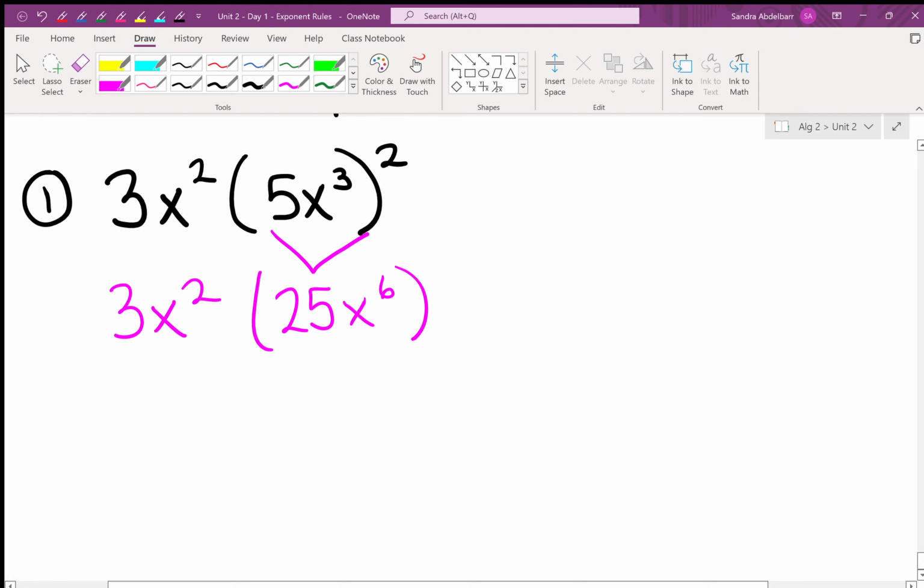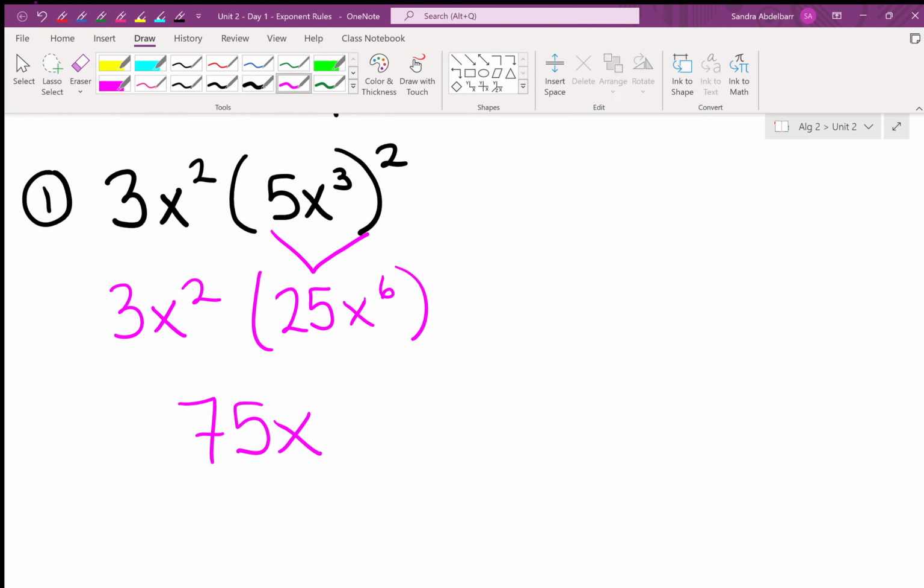So this is where things start becoming mush in your brain, mixing up the rules. This is where we want to be really solid on our rules. When we're multiplying, you multiply the coefficients. So 3 times 25 is 75. You keep your base, and then you add your exponents. So it's 75x to the 8th.